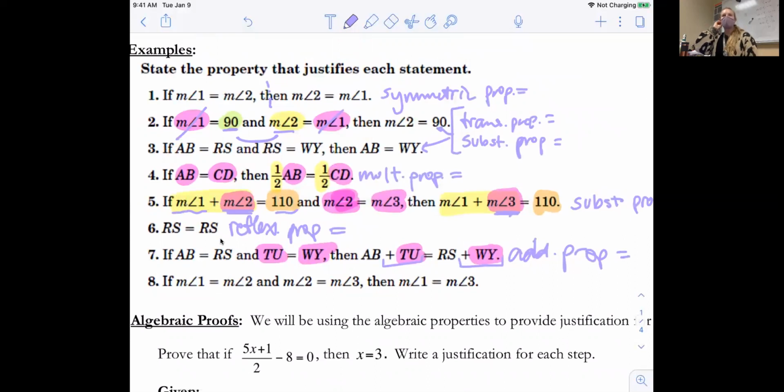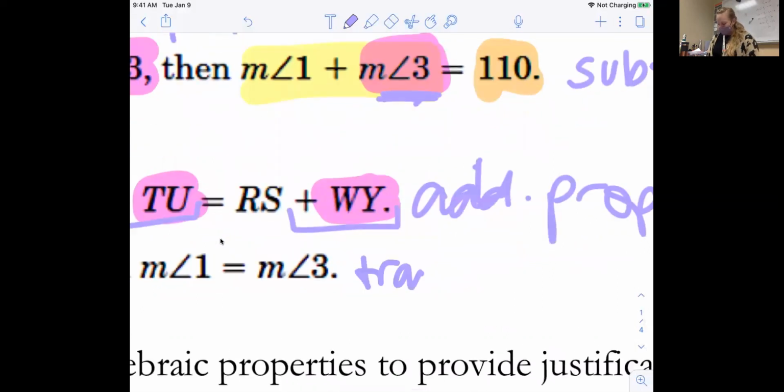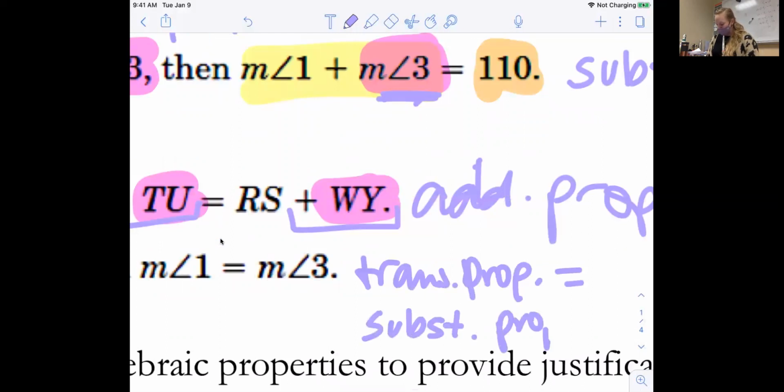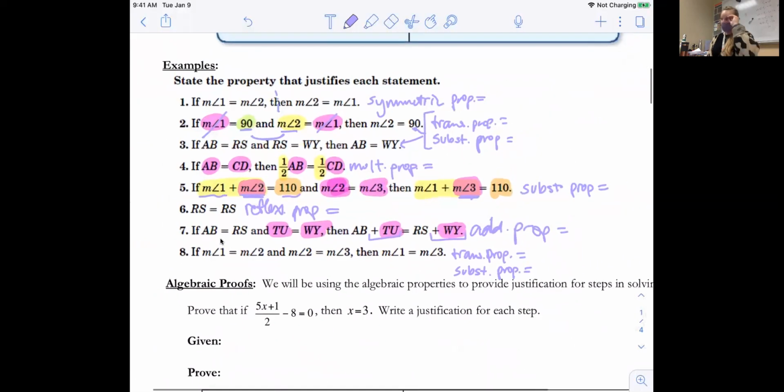I'm okay with substitution. What else am I okay with? Transitive. Good. Those are the only two I'm okay with on that one. I'm okay with transitive on this one because you replaced an entire side of the equation. I didn't just replace one little part, I replaced the entire side of the equation. Okay? We practice those because now I'm going to use some of those properties to do my proofs.